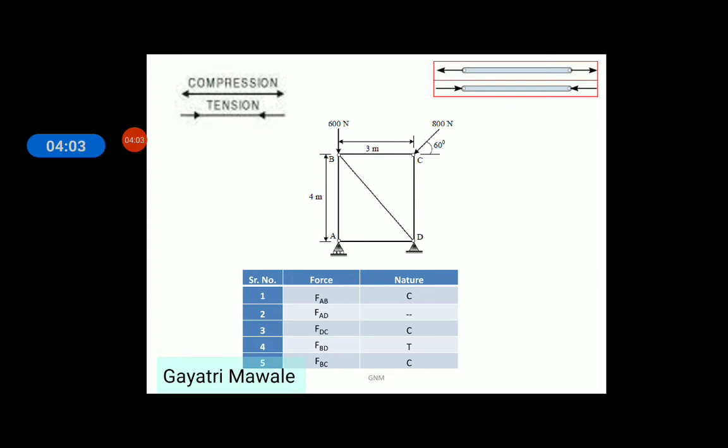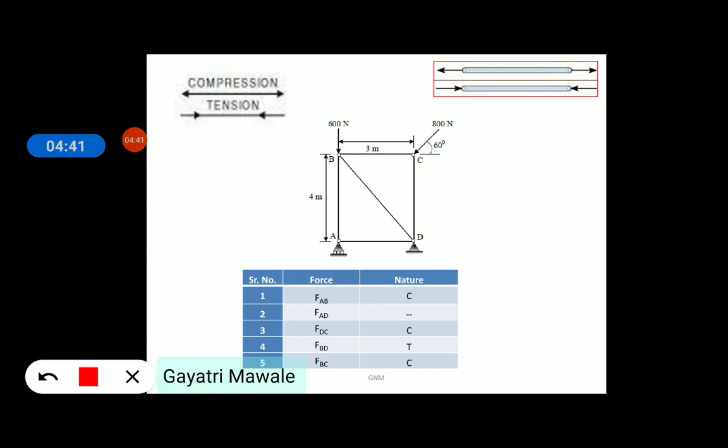Now, before actually starting with the practice problem, let us discuss how to show forces in members of the truss. In analysis of truss, we have made certain assumptions, like the force in a member of the truss is acting along the axis of the member. Now, forces acting along members of the truss may be compressive in nature or tensile in nature.